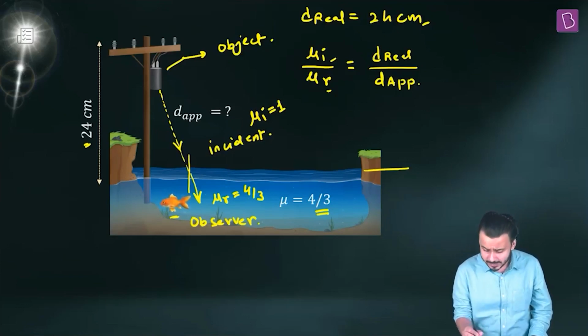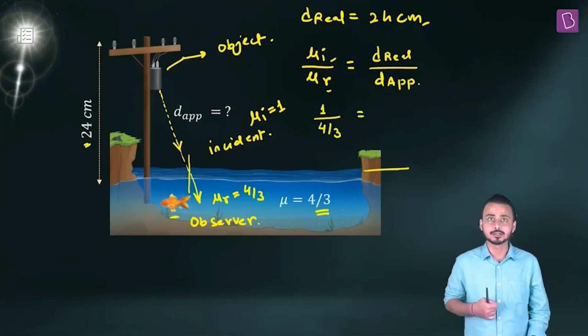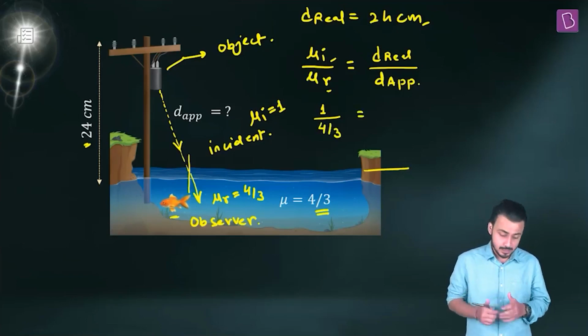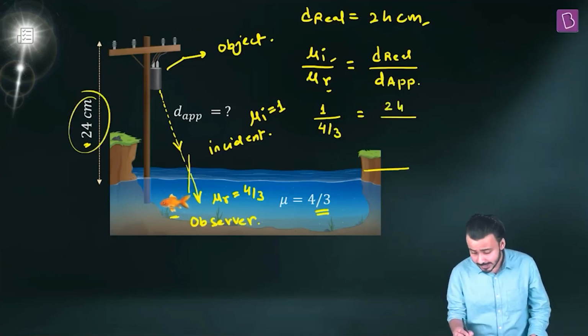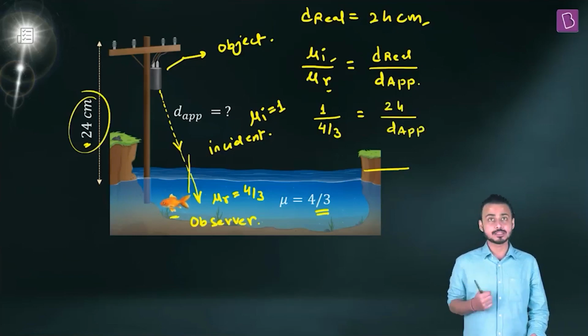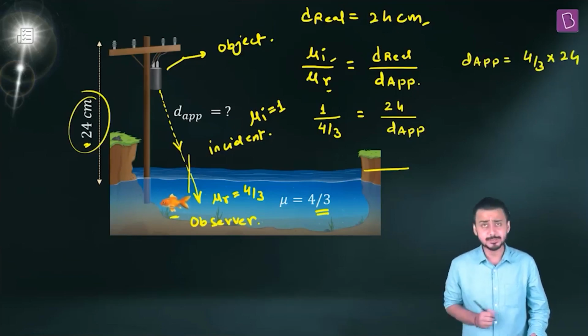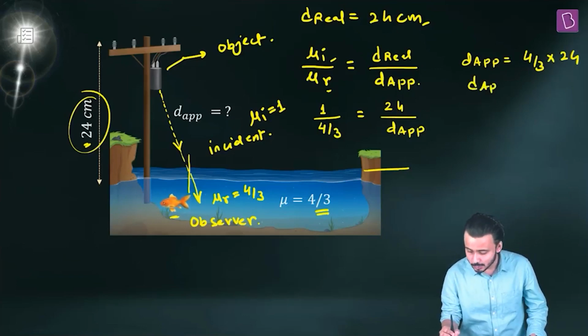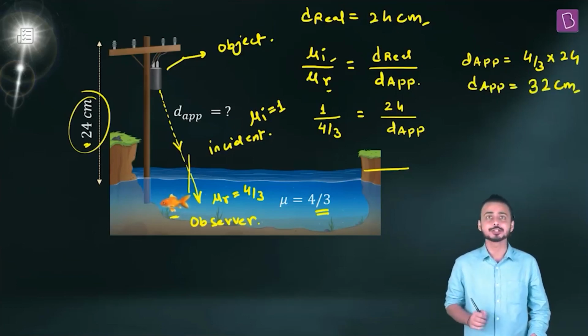So mu I will be equal to 1. Mu R will be equal to 4/3. This will be equal to d real, the real height of the object, the real distance of the object from the interface. What is that? That is 24 centimeter, right? So this is 24 divided by d apparent. Can you figure out what is d apparent from there? Of course, sir. D apparent will be equal to 4/3 into 24, in centimeter, of course, because d real is given in centimeter. So d apparent comes out to be 32 centimeter. Am I correct? Yes, I am.